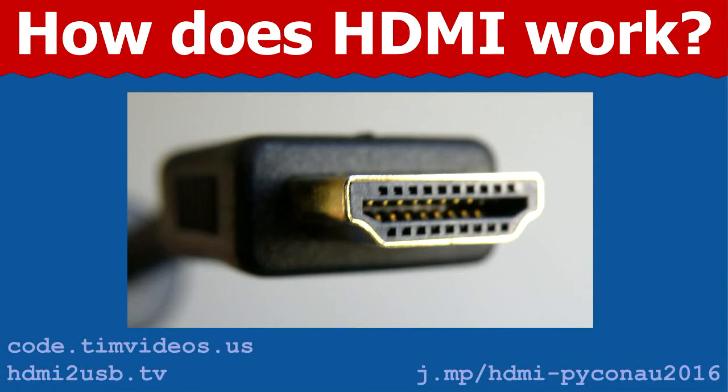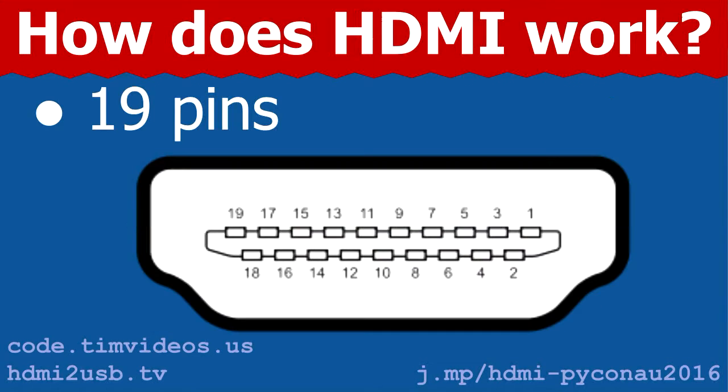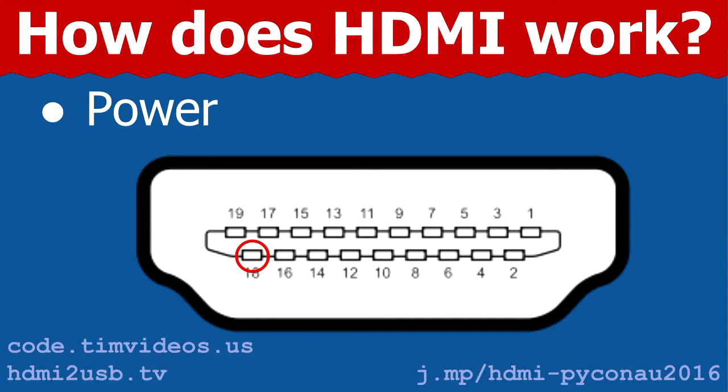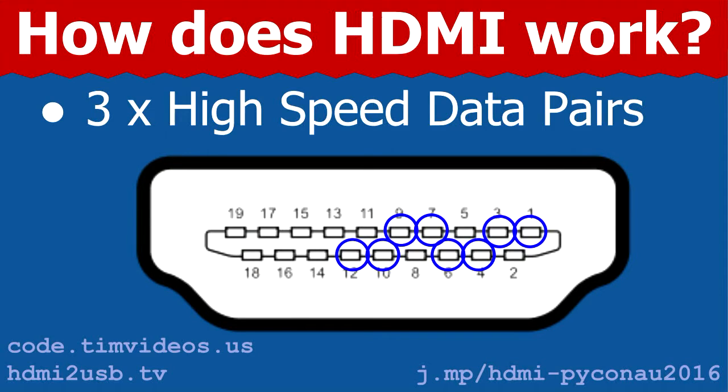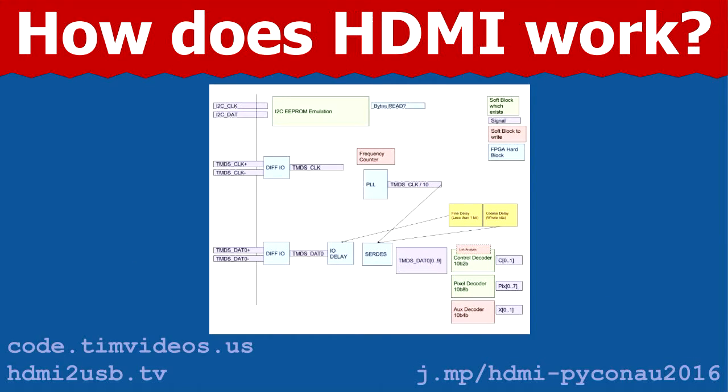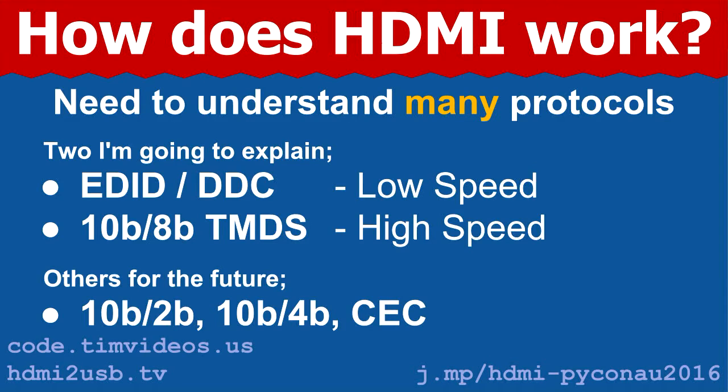This is an HDMI cable. Has 19-ish pins inside that cable, of which this many are ground. There's a power one. There's a bunch of high-speed digital ones. There's some low-speed digital ones. So that's kind of the HDMI connector. This is what an HDMI decoder looks like internally in kind of a block diagram. To understand HDMI, you need to understand a whole bunch of different protocols.